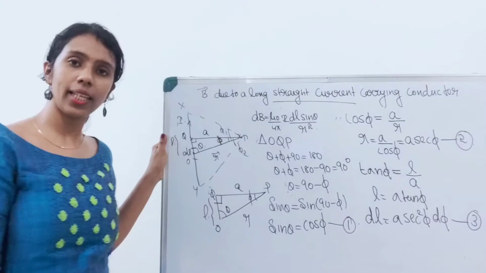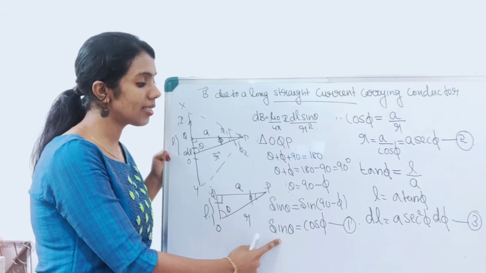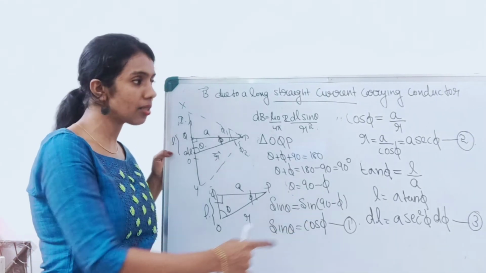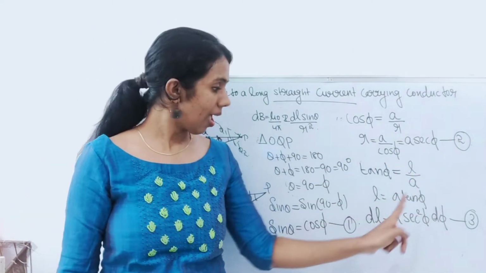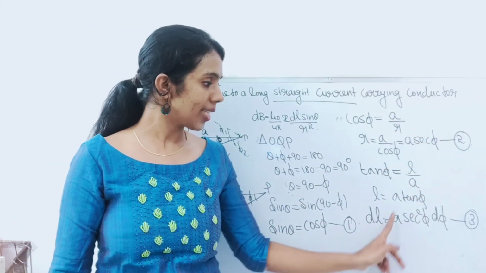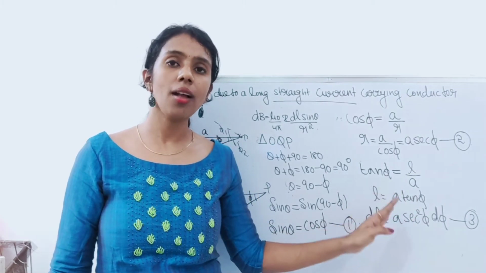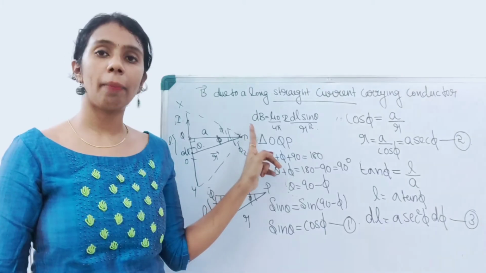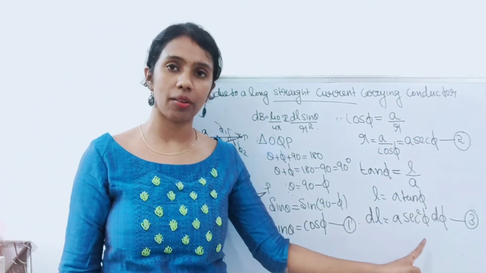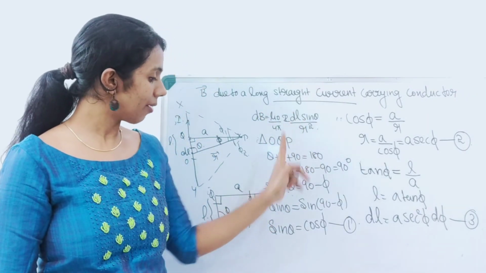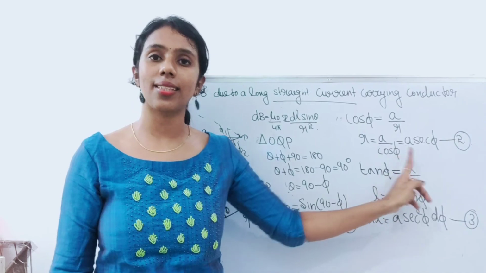So here we got three equations. The first equation is for sin theta: sin theta is equal to cos phi. Then r is equal to a sec phi is the second equation. And dl is equal to a sec square phi d phi is the third equation. We will substitute all these three equations in Biot-Savart's law. Instead of dl, we can substitute a sec square phi d phi. Instead of sin theta, we can substitute cos phi, and instead of r, we can substitute a sec phi.